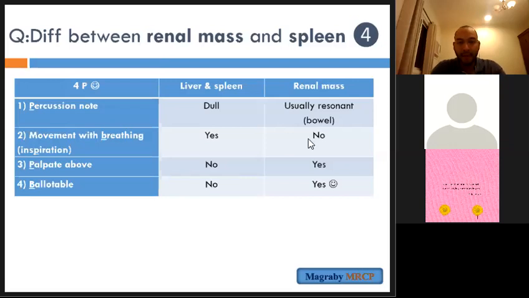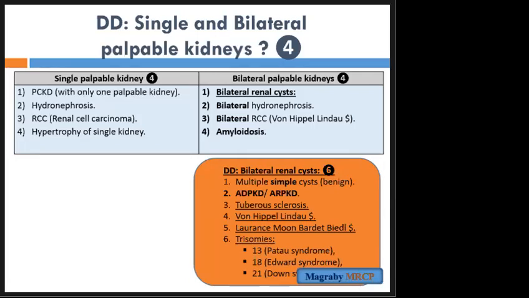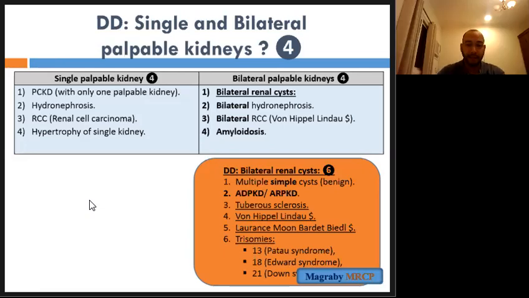Okay, this is regarding the difference between spleen and the kidney. Right. Let's go to the differential diagnosis of palpable kidney. If you have a palpable kidney, single or bilateral: a single palpable kidney means that you have an enlarged kidney. Mostly it's either polycystic kidney disease, hydronephrosis, renal cell carcinoma, or hypertrophy, as it is a single kidney and the other kidney is missing due to operation or trauma or anything else. So these are the differential diagnoses of a single palpable kidney.